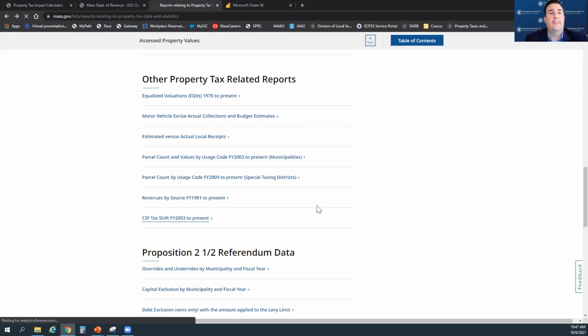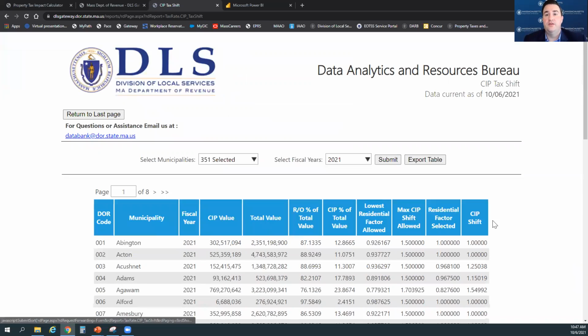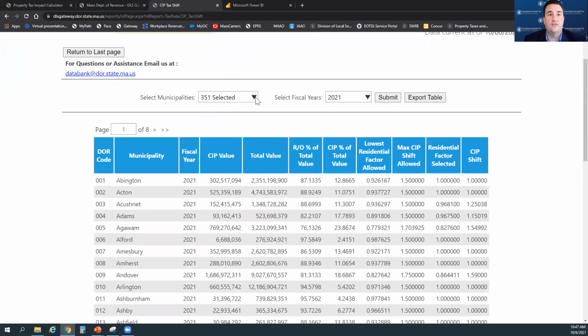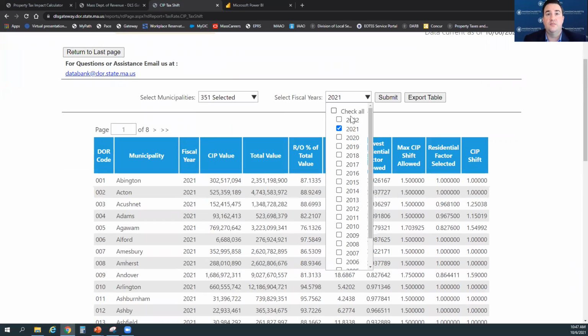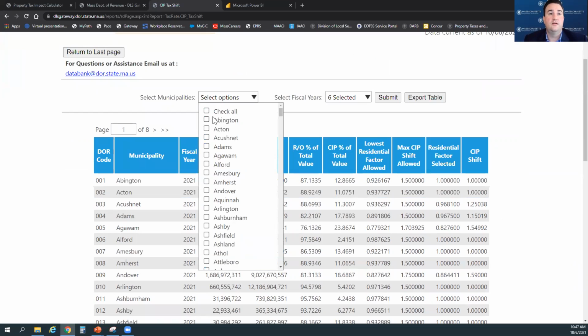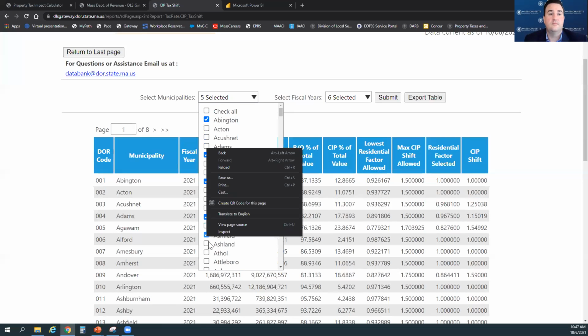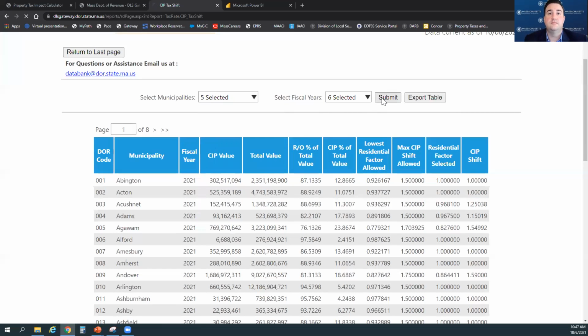Here we go. So again, if you're new to a community, if you're just looking at surrounding communities, here's some information that is extremely valuable at this time of year. So say we're looking at a 5-year comparison for these different communities. Okay, submit.